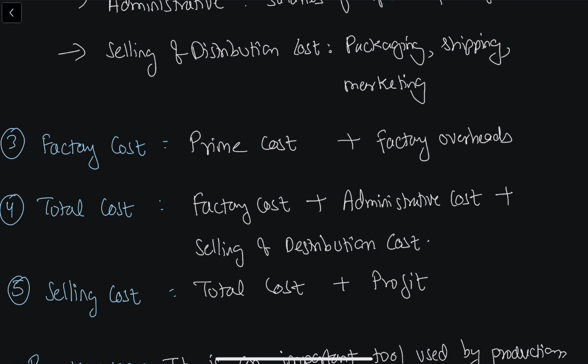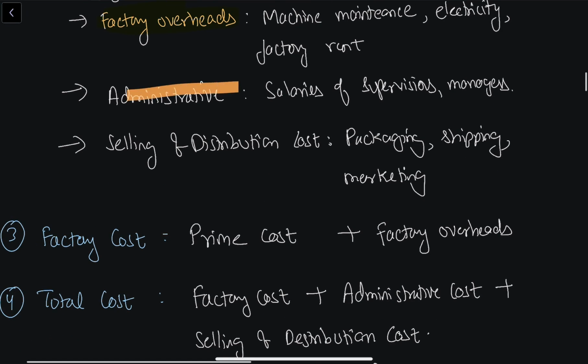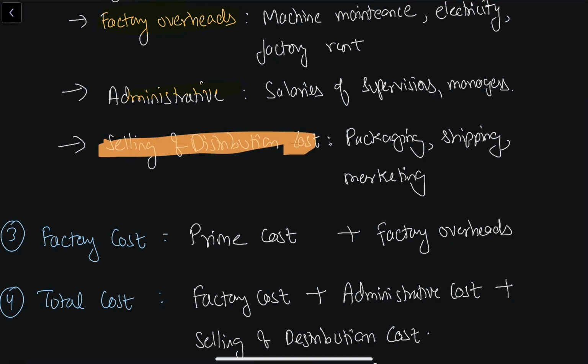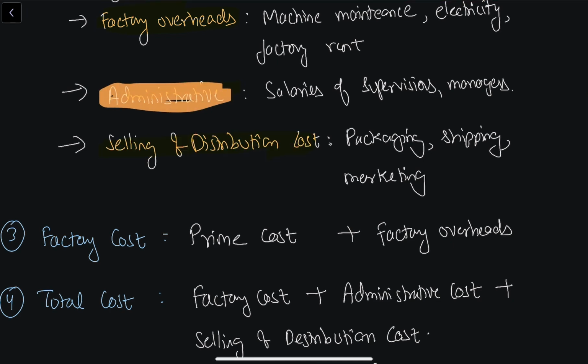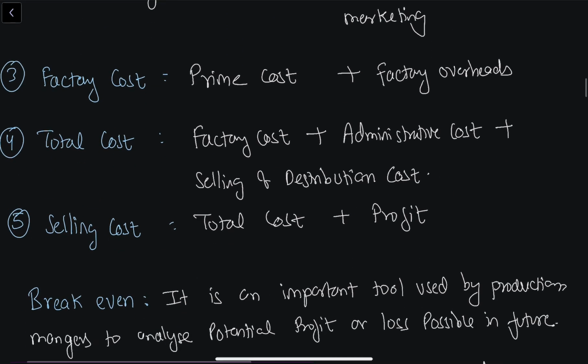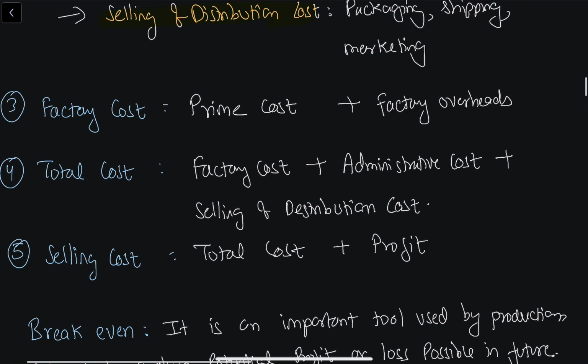What is the total cost? What is the total cost we are getting? Total cost we are getting is factory cost plus administrative cost and plus selling and distribution cost. If we add all this cost, then we have our total cost, right? This is our total cost. And what is selling cost? Selling cost is nothing but this total cost plus profit. We will get our selling cost.